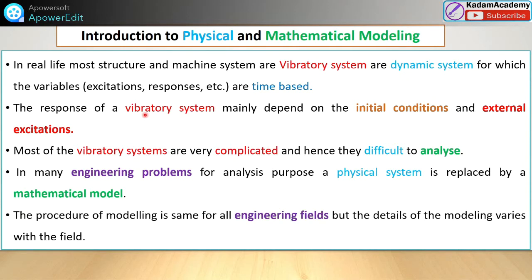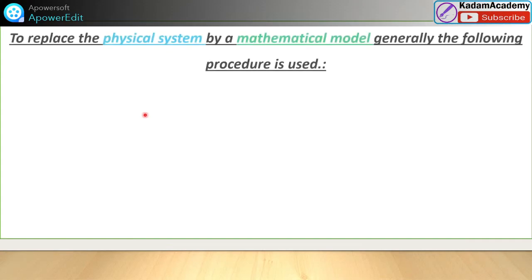This procedure of modeling is the same for all engineering fields, but the details of modeling vary with the field. Whatever the field is, the modeling will be different accordingly, so we will study the different modeling systems in different videos. What is the lumped parameter system? We will see now. In lumped parameter modeling, we concentrate the system into the individual properties of the vibratory system.